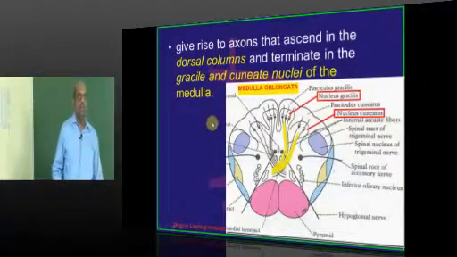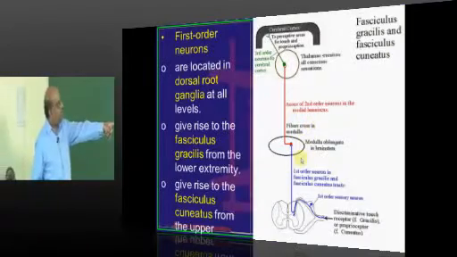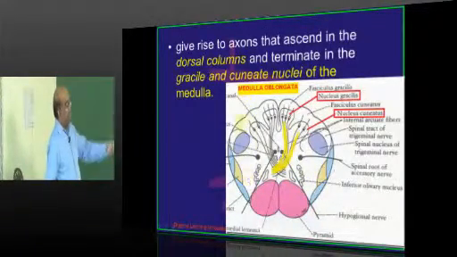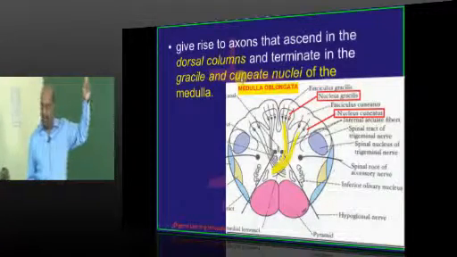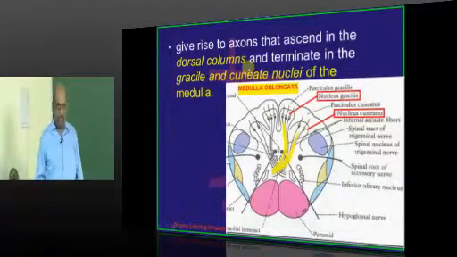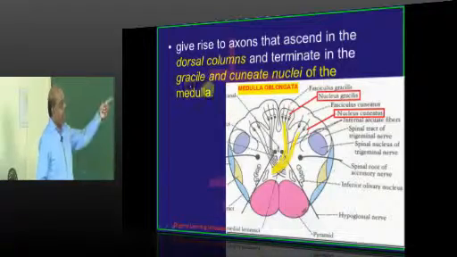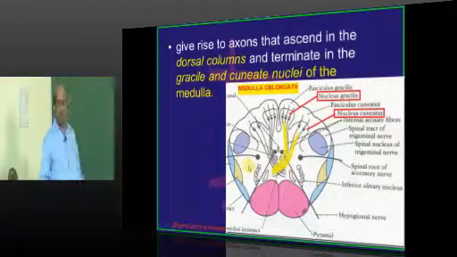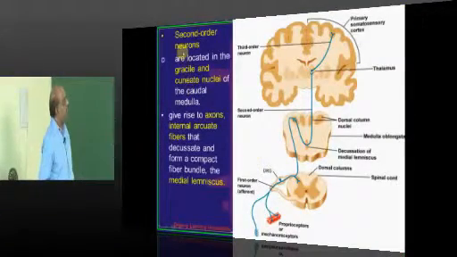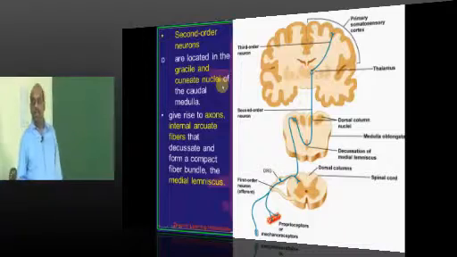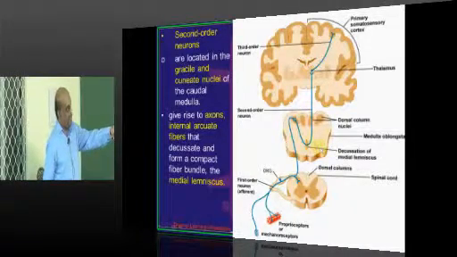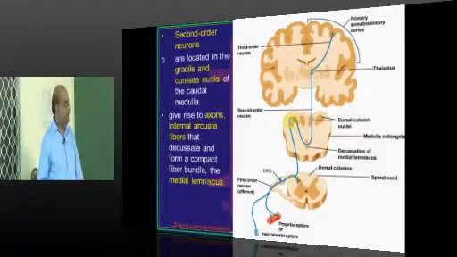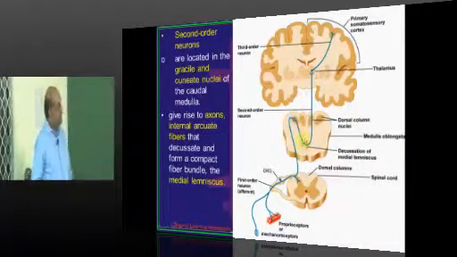Then, from these first order neurons located in the dorsal root ganglion, the axons will be ascending up in the dorsal columns in the white matter of the spinal cord, and they terminate in the gracile and cuneate nuclei if you take the cut section of the medulla. Then second order neurons, where are they located? In the gracile and cuneate nucleus in the caudal medulla.